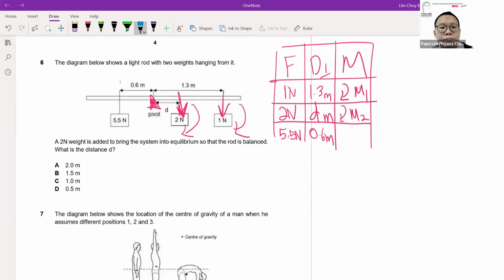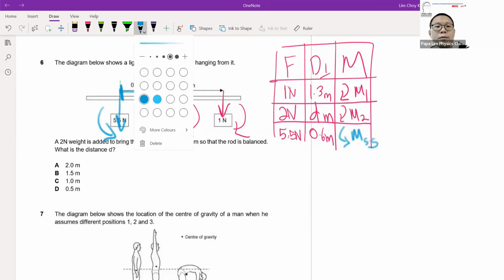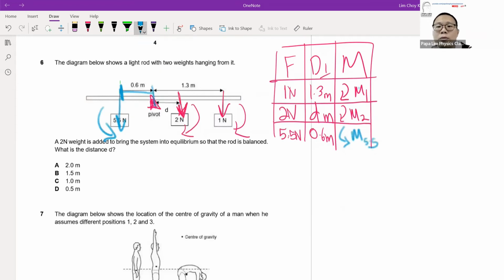Now, as for 5.5 Newton, on the other end of the rod from the pivot, it is still pointing downwards, but with respect to the pivot, the force 5.5 Newton generates an anti-clockwise moment, which I will label as M5.5. Now, after we identify all the forces and all the respective moments, we use the principle of moments: the anti-clockwise moment is equal to the clockwise moment.